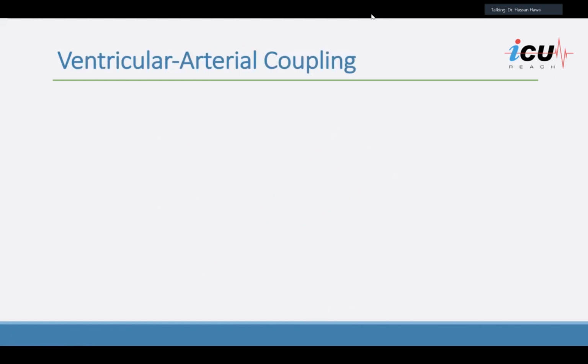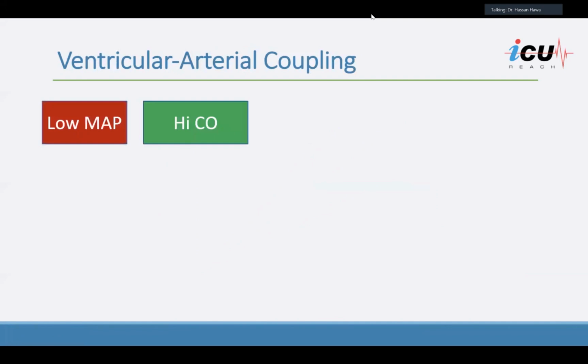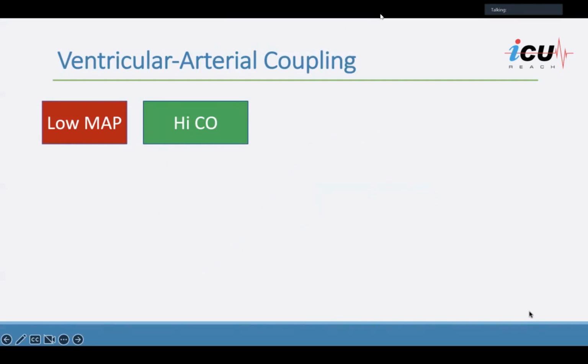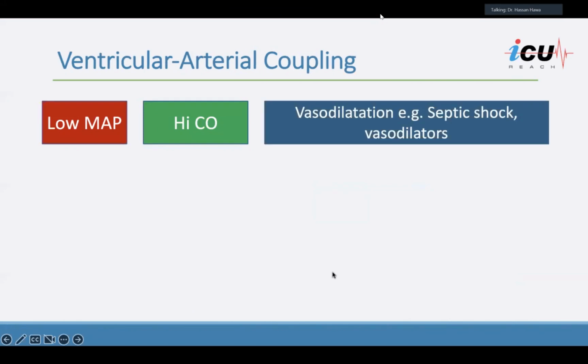Now we'll talk about ventricular-arterial coupling, and here we have a few situations where we correlate the MAP with the cardiac output. First of all, in situations where we have low MAP with high cardiac output, can anyone tell me in which situation we get that? Septic shock. So that's what we see in vasodilatation or distributive shock, or whenever you are using vasodilators, you'll end up with low MAP and high cardiac output.